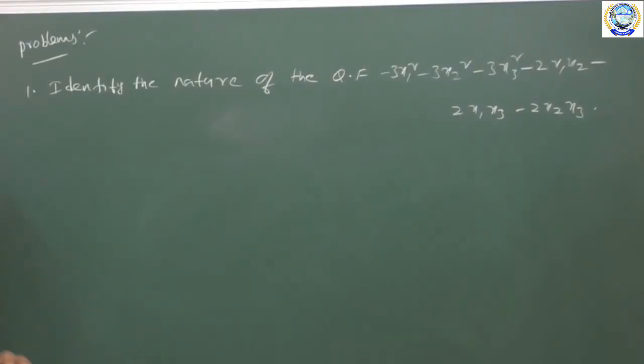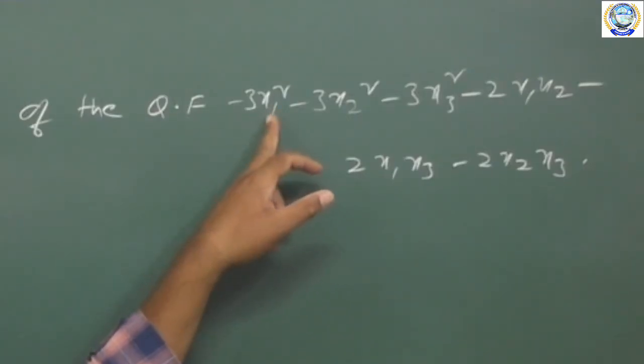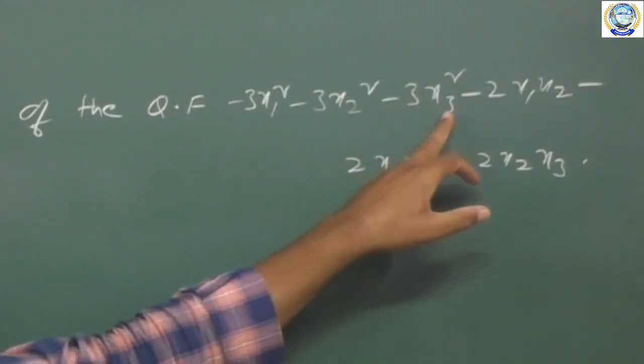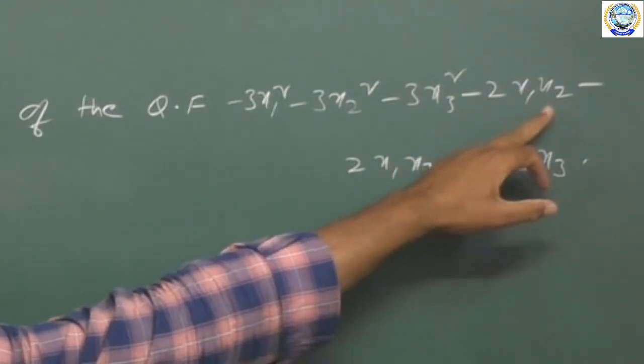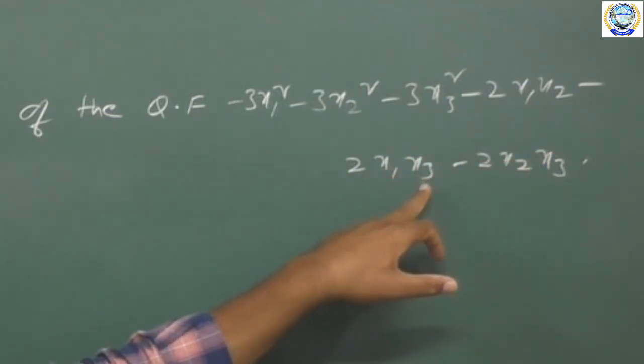Now, let us identify the nature of a quadratic form using the following problem. Identify the nature of the quadratic form -3x1² - 3x2² - 3x3² - 2x1x2 - 2x1x3 - 2x2x3.